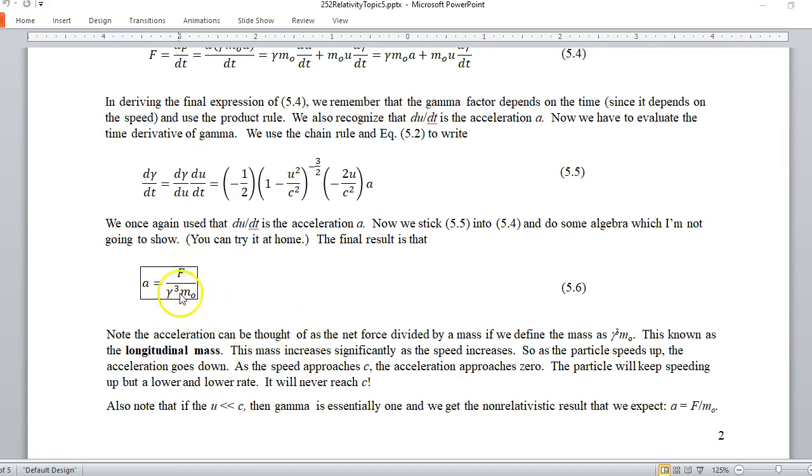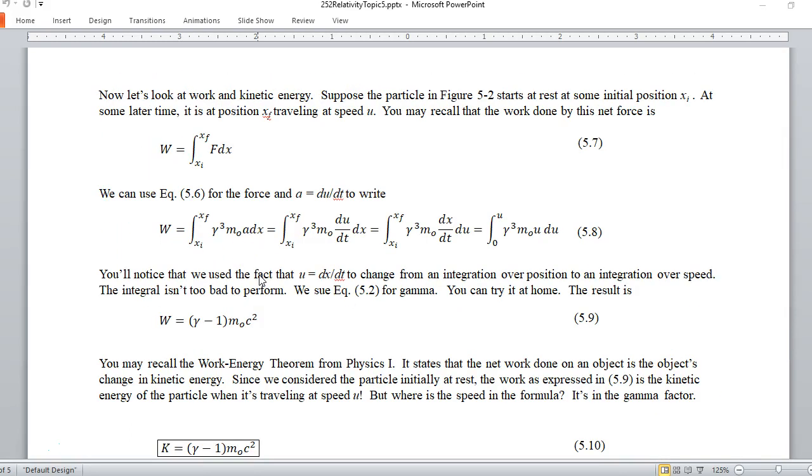So as this particle speeds up via this constant force, the acceleration is going closer and closer to 0. In fact, if you try to make the particle reach the speed of light, it's impossible because the acceleration is going to 0. It'll continue to speed up, but the rate that it speeds up is getting less and less. So that's something you guys should remember, and that's in the summary notes. Okay, the next thing we're going to do is look at work so we can look at kinetic energy.